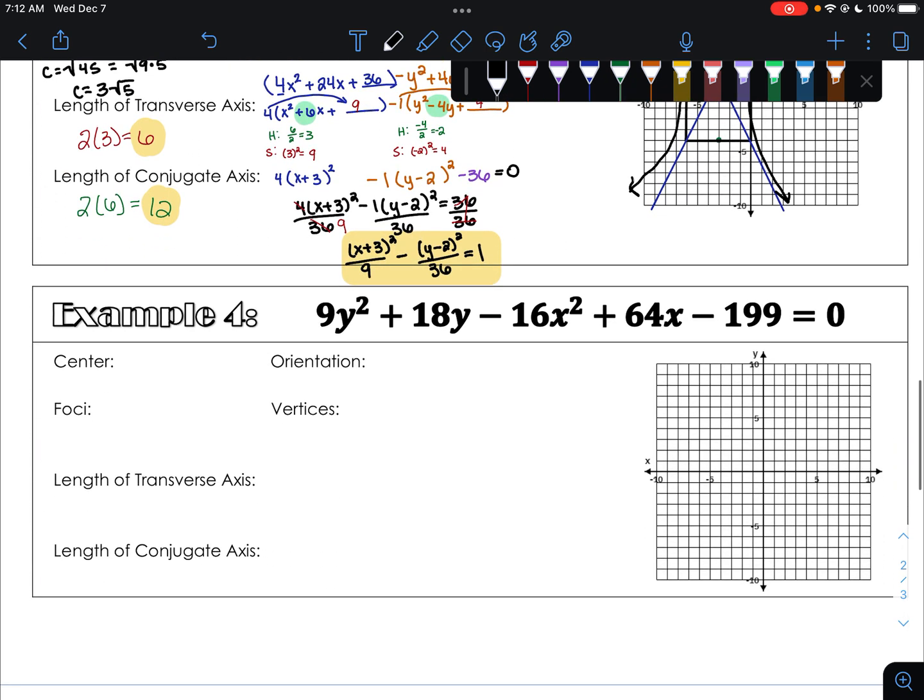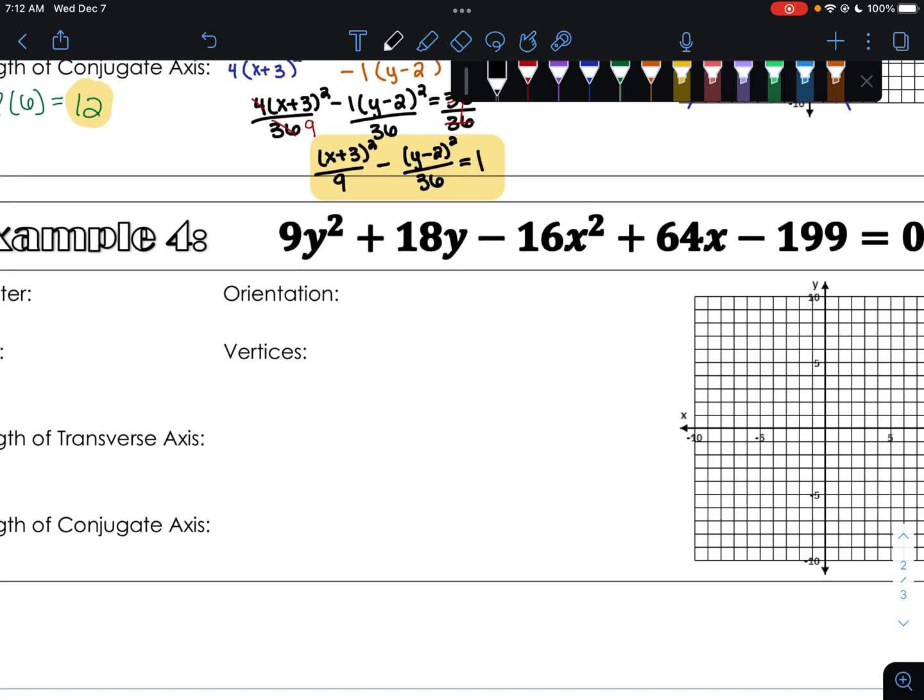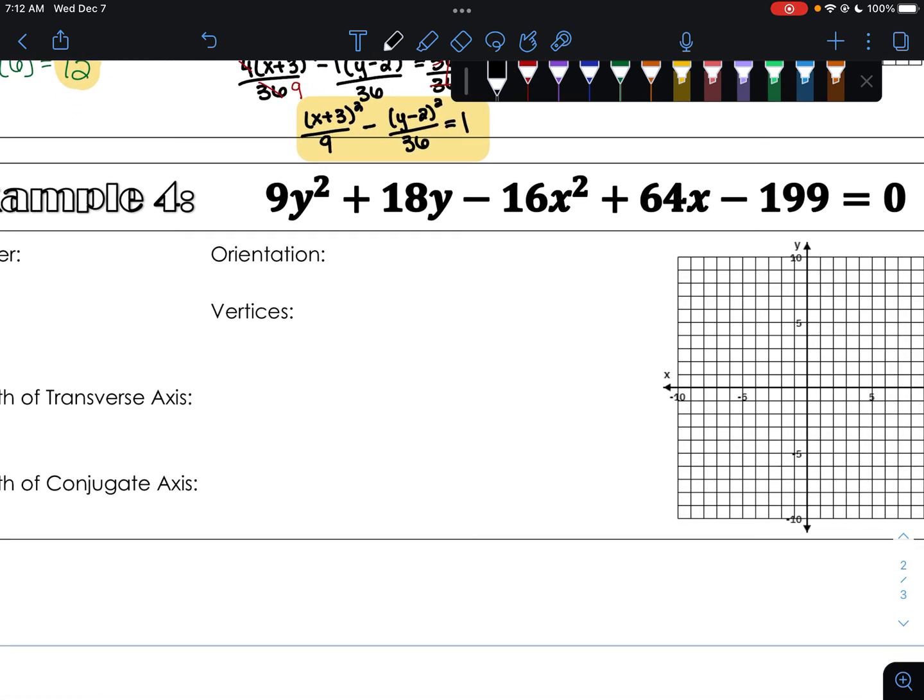So what I want you to do is try example 4, pause the video, and see if you can complete the square to do it. I'm just going to give you all the answers, and if you have questions, make sure you ask. So here we go.